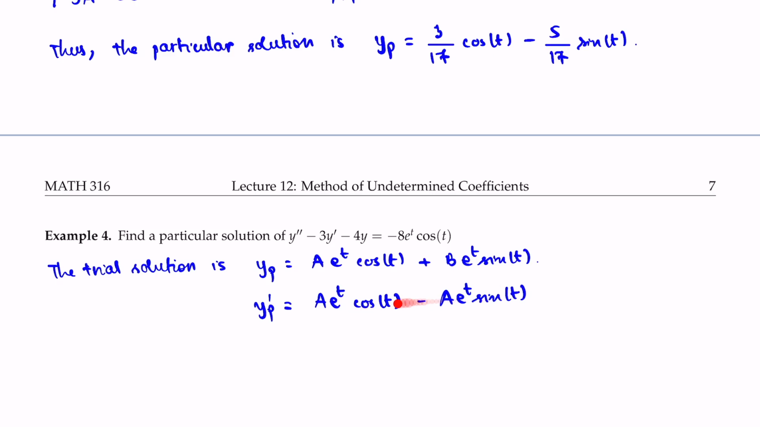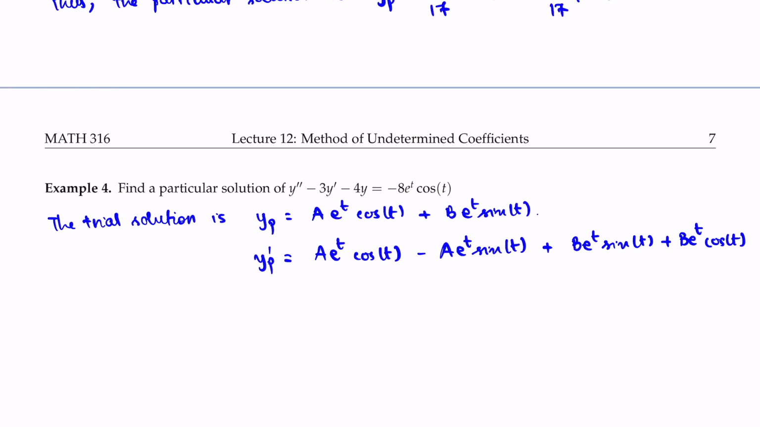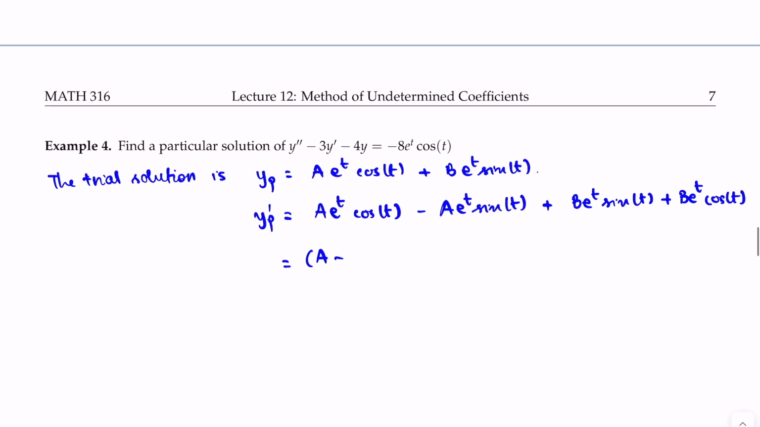This result is from the derivative of this product, e to the t times cosine of t. Then you have plus b times e to the t times sine of t plus b times e to the t times cosine of t. From here you combine like terms and you get a plus b times e to the t times cosine of t. Here you take e to the t times cosine of t as a common factor, and you take e to the t times sine of t as a common factor, plus negative a plus b times e to the t times sine of t.